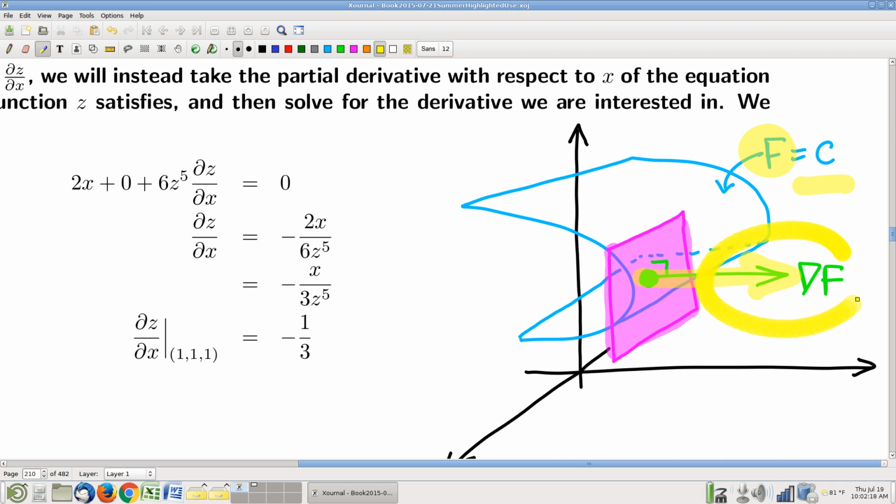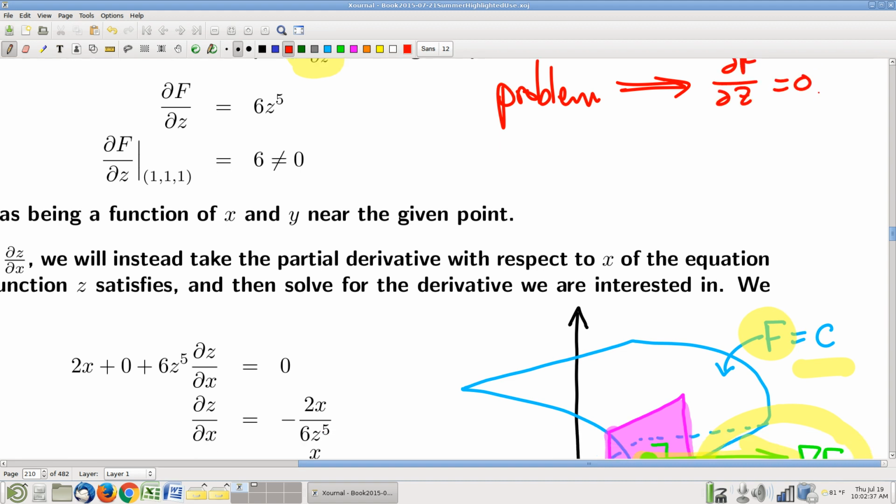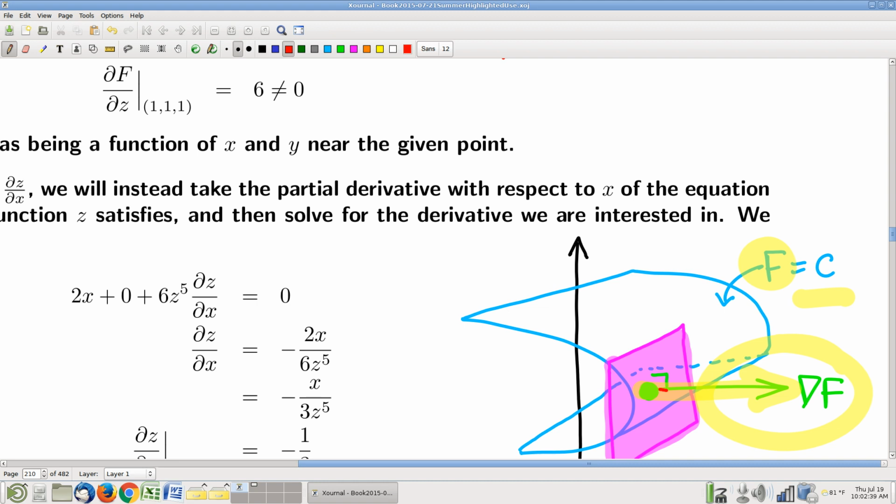And if that gradient is horizontal, that means that this partial would equal 0. And so we find ourselves in this same situation. Problem would imply that the partial of f with respect to z is equal to 0. That partial of f with respect to z being the third component of that vector there. Right? That is going to be horizontal.